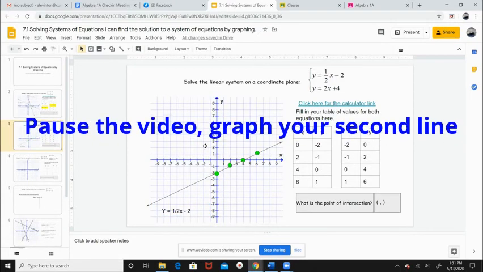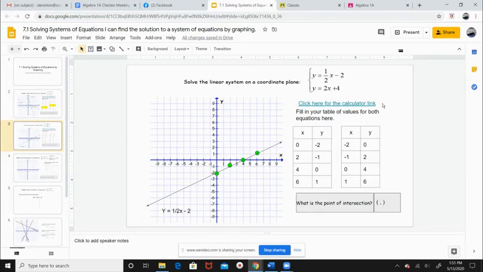What I'd like you to do now is go ahead and pause the video and create your line for the second equation using the points and the instructions we have done before. So take a minute and go ahead and graph those points.